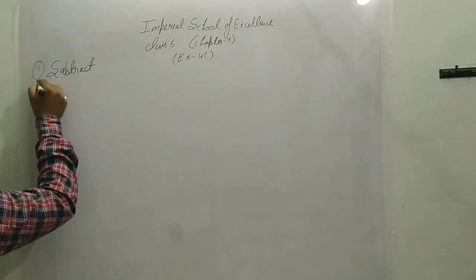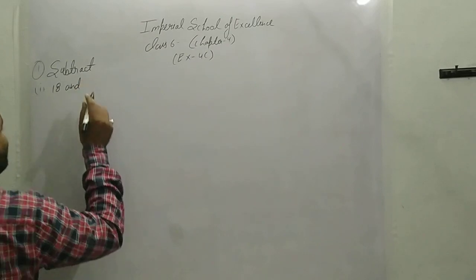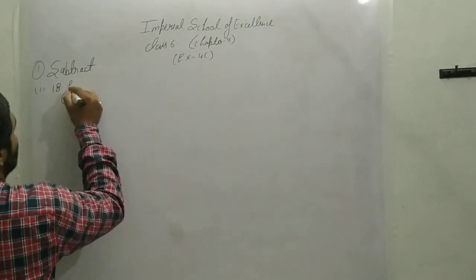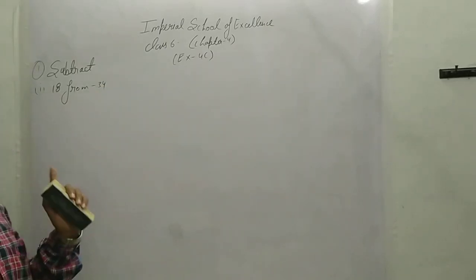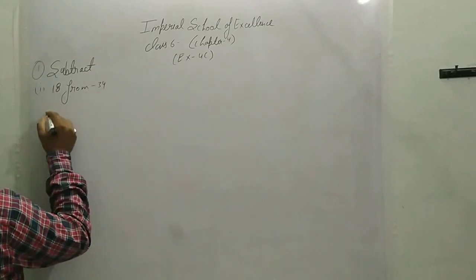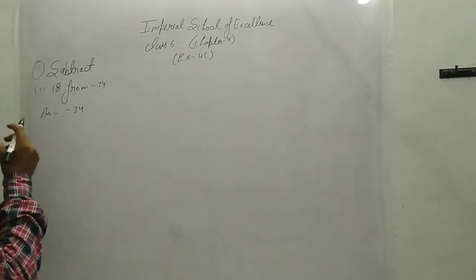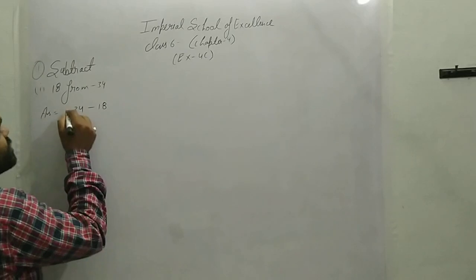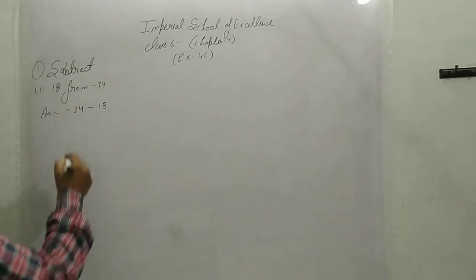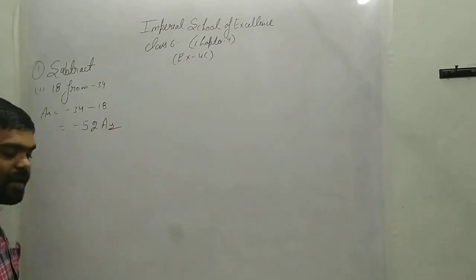Subtract 18 from minus 34. The question is given here, subtract 18 from minus 34. You have to subtract this from this. Now the answer would be minus 34, after that minus 34, then minus 18. Minus and minus would be a plus sign, then your answer would be minus 52. This is your answer. Answer is minus 52.